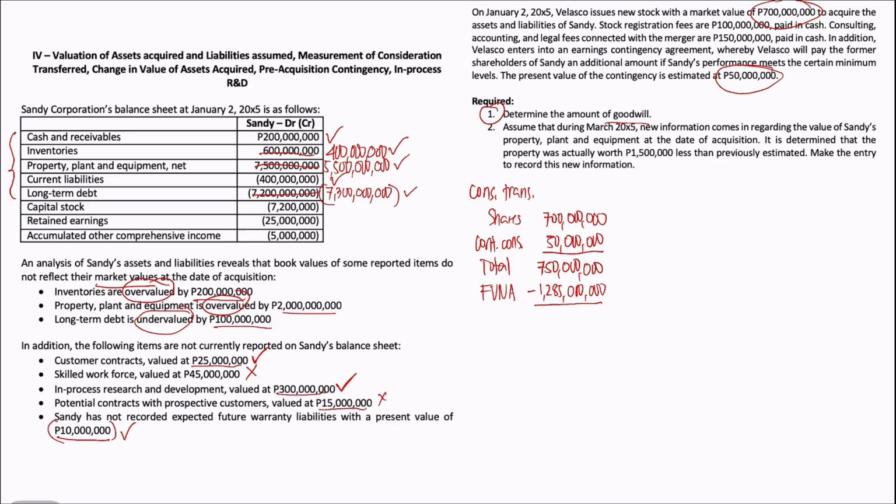$750 million minus negative $1.285 billion. Goodwill is $2,035 million. Observe that we added fair value net assets to consideration transferred. That's because this is a double negative, and double negative makes positive.